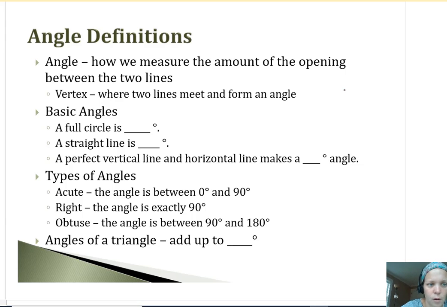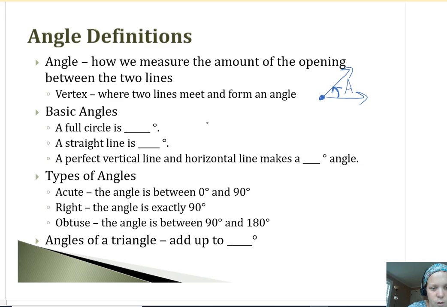So if I have a line going like this and a line going like this, where they meet is called the vertex, and the opening, a lot of times we go up from the horizontal, not always though, it all depends. Sometimes from the vertical we go a certain direction, but whatever that opening is, that's the angle. A lot of times I'll use capital A.